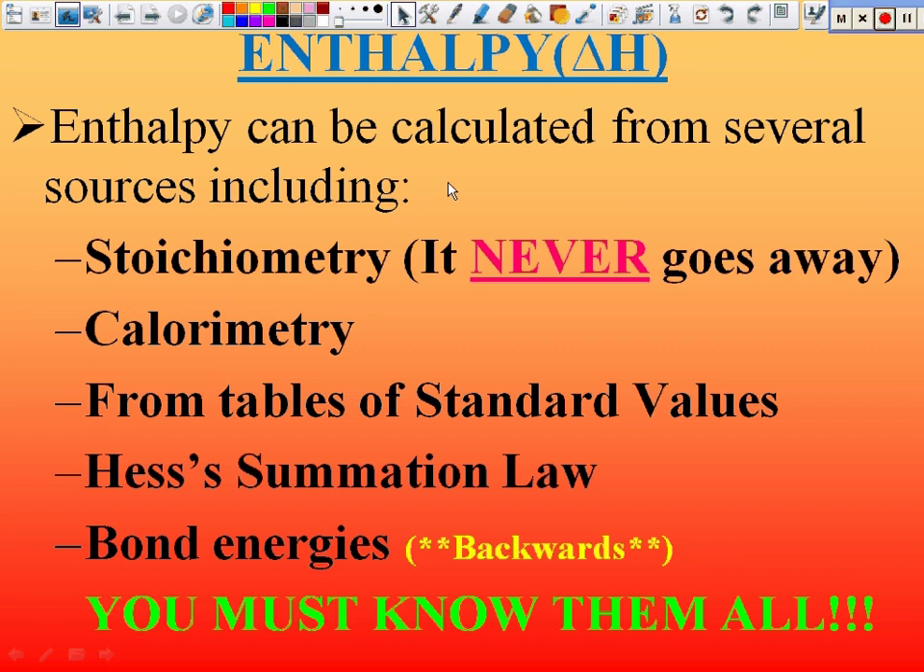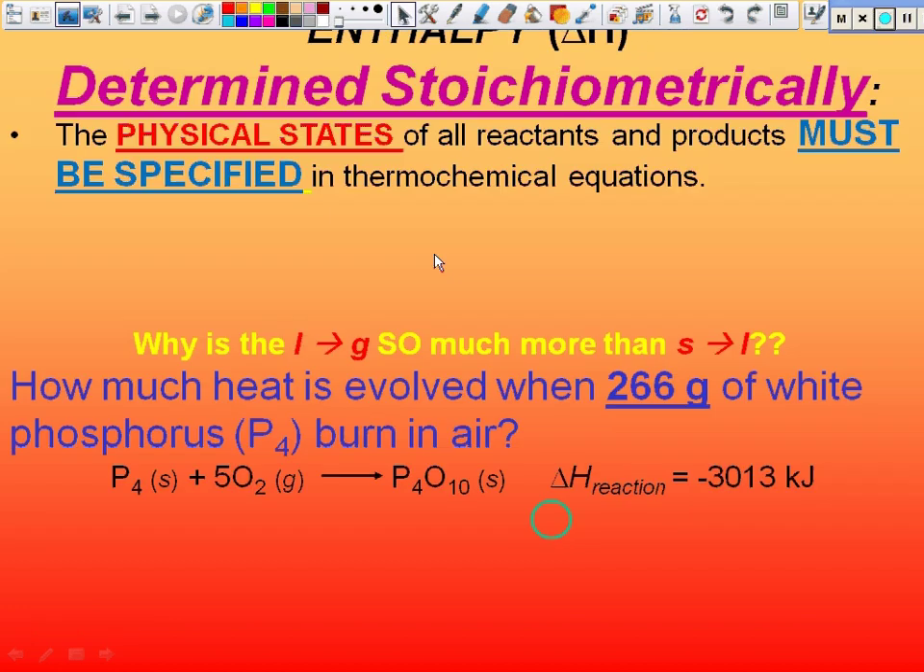So let's go ahead and look at stoichiometry. We looked at that yesterday, so here is where we're going to start. To determine stoichiometrically, the physical states of all reactants and products must be specified. Notice what's in bold and in blue. Peyton, read that again in bold and blue at the top. Must be specified. What must be specified? The products. The physical states of matter must be specified.